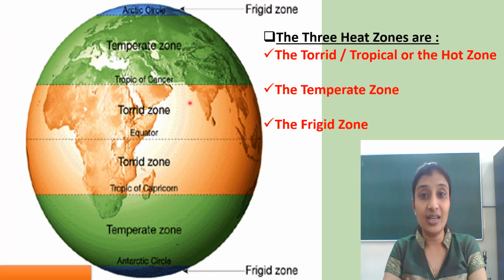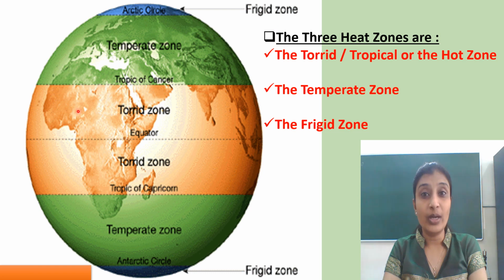Look here, children. We have studied about the three heat zones, namely the torrid zone, or the tropical zone, or the hot zone. Then we have the temperate zone. The last is the frigid zone. Look at this orange part, children. Which zone is it? Yes, it's the torrid zone.